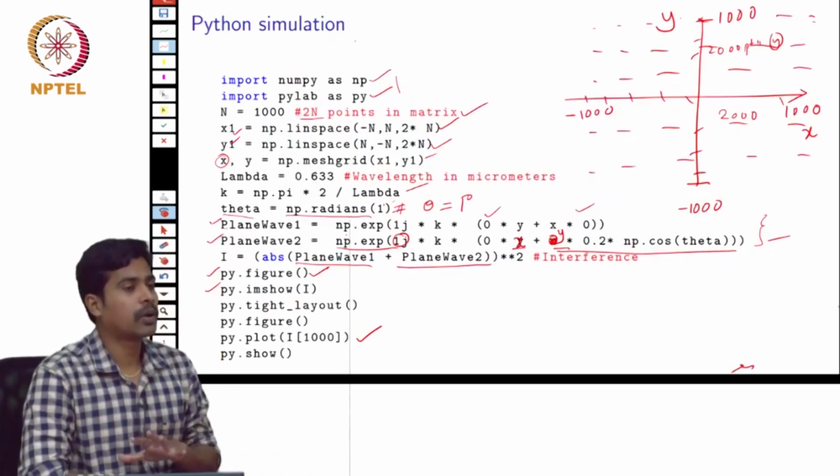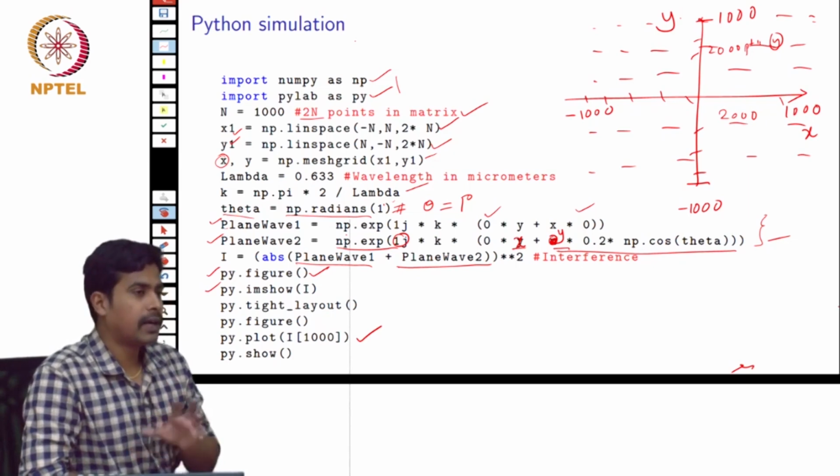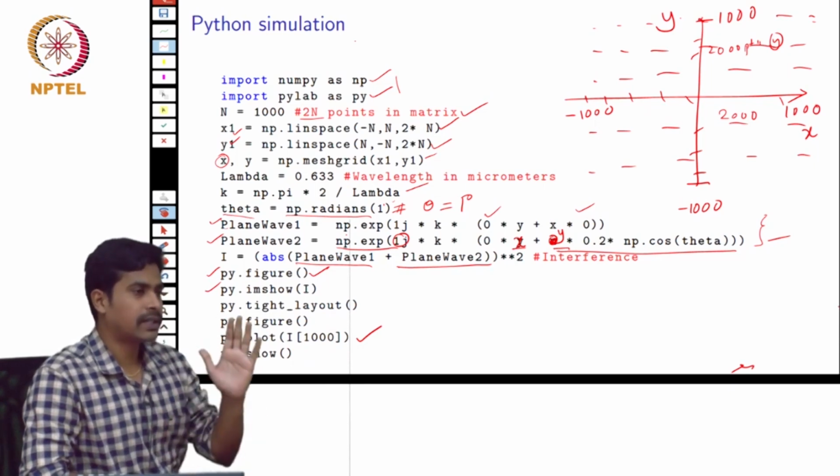Or you can use the same program to simulate the interference between a plane wave and a cylindrical wave, or a spherical wave. A spherical wave has a spherical wavefront, and a plane wave has a constant phase.